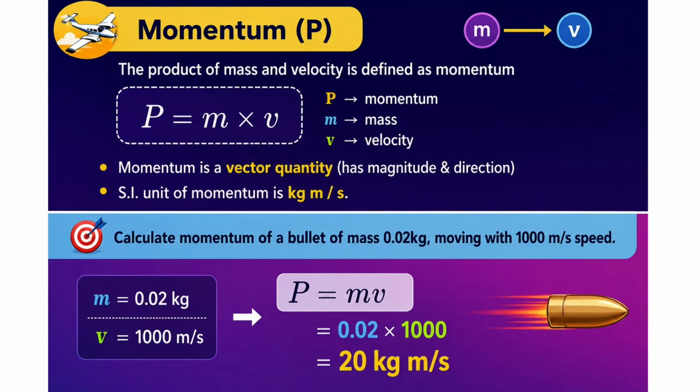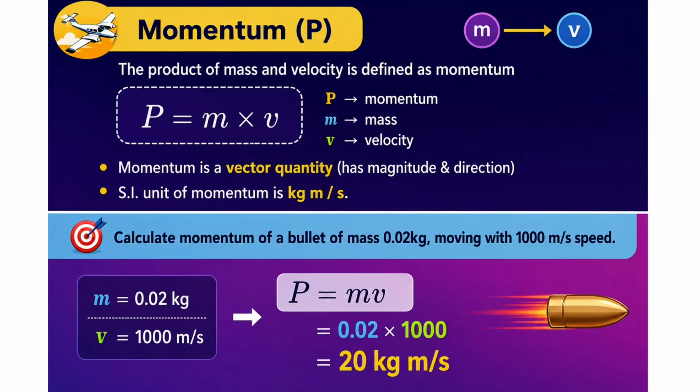Let's solve a quick numerical together to see how this formula works in the exam. Look at the problem on the screen. Calculate the momentum of a bullet of mass 0.02 kg moving with a speed of 1000 meter per second. First, let's write down the given values. Mass m is equal to 0.02 kg, velocity v is equal to 1000 meter per second.